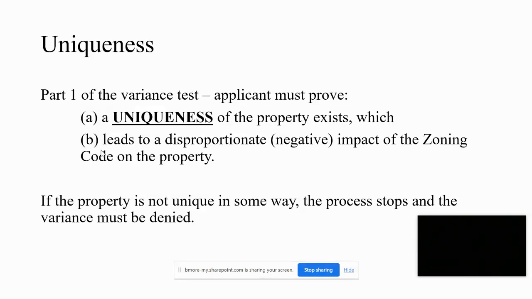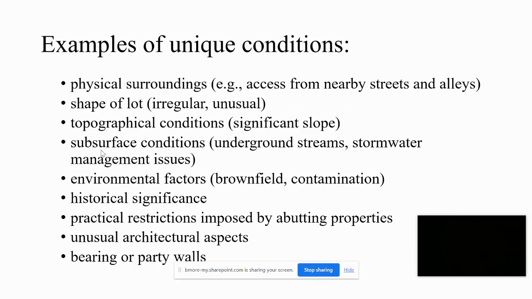Uniqueness. Part one of the variance test is that the applicant has to prove that there's some sort of uniqueness about the property, which leads to a disproportionate impact of the zoning code on the property. If you can't show uniqueness, the variance approval process has to stop and the variance has to be denied by the board. So this is an extremely important part of this application.